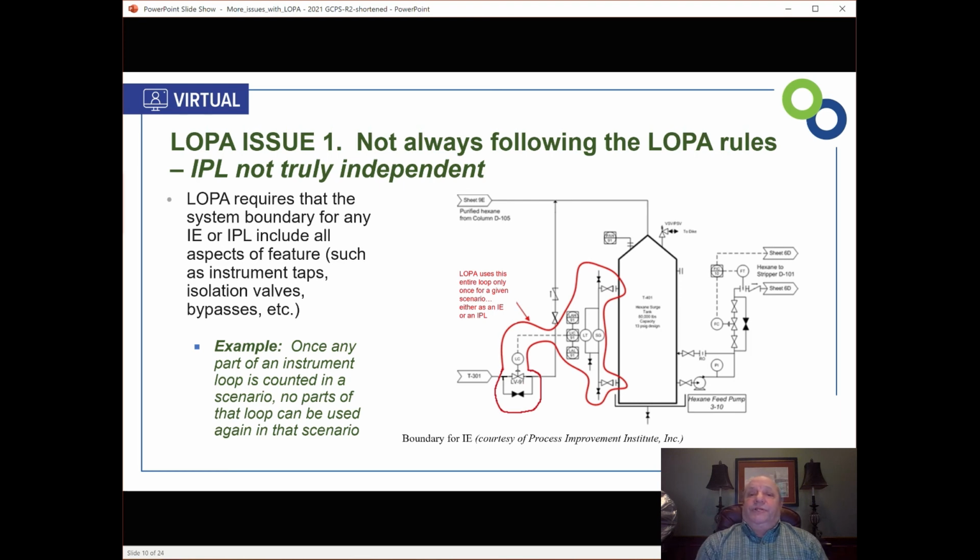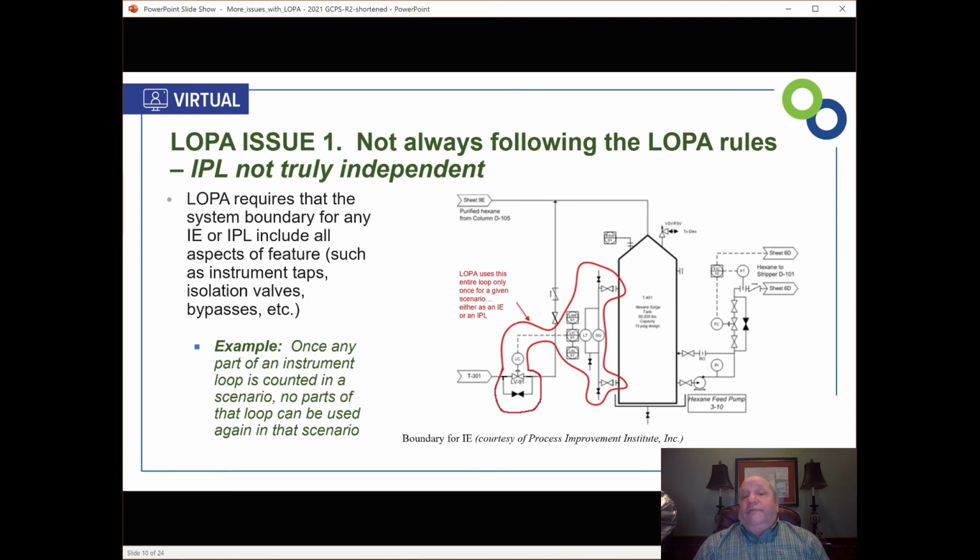On this drawing, there's a simple tank, and I've put a red line around the initiating event, which is the level control loop, the feed-forward loop, into this tank. Now, anything that's within that red line is off limits to be used in any other part of the same LOPA scenario where it's been identified already as a feature. In this case, the initiating event frequency feature.